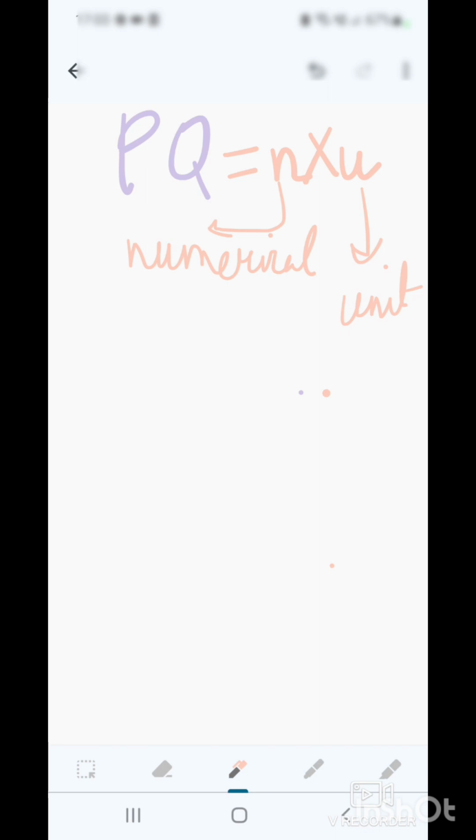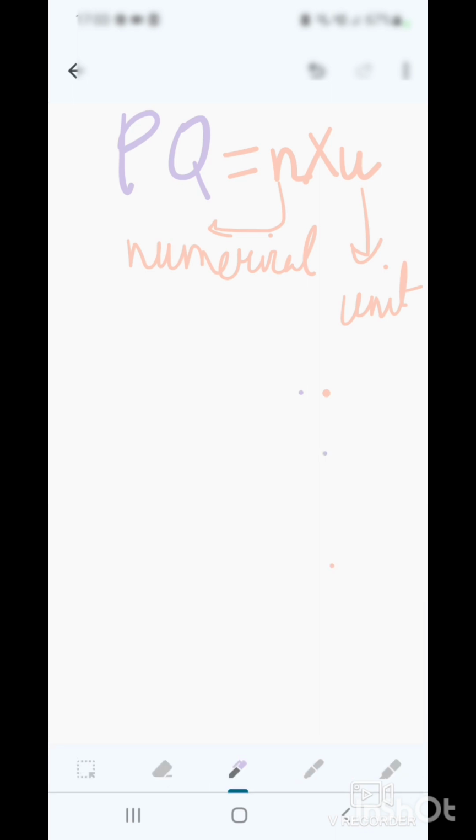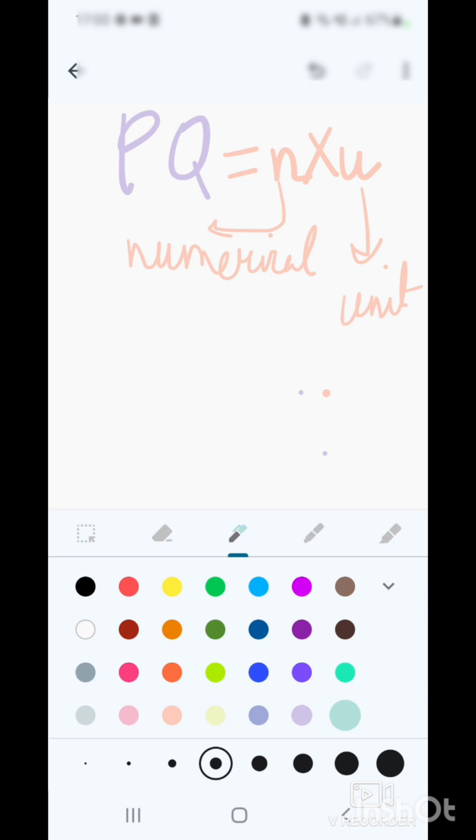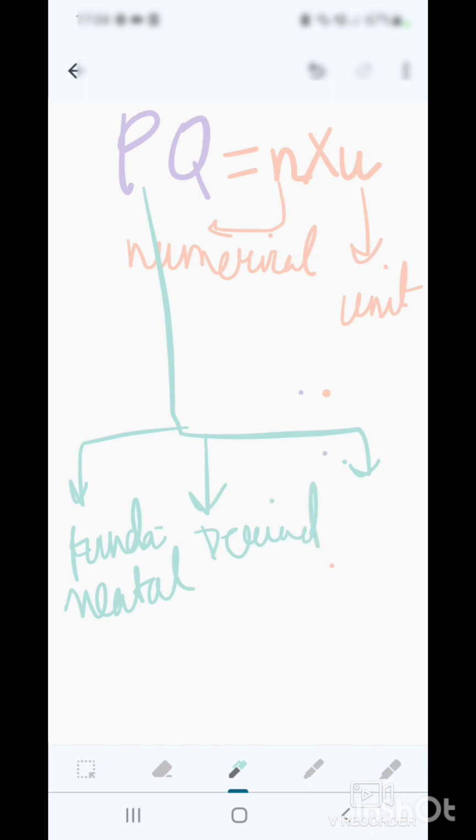Along with that, I want to tell you guys that physical quantities are of three types. Let me just tell you. Number one is fundamental, another one is derived, and the last one is supplementary. So these three are very easy types of physical quantities.